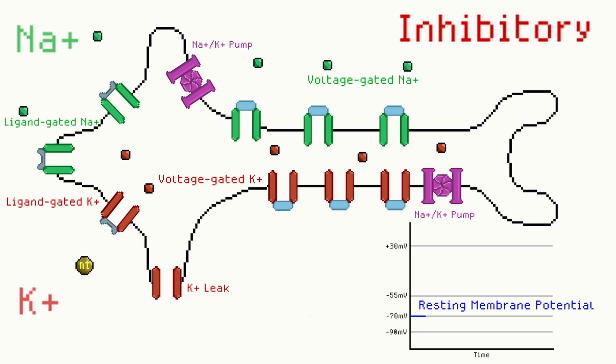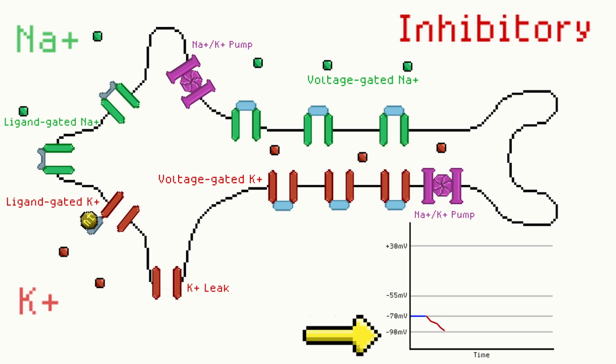GABA binds to ligand-gated potassium channels. As we saw before, potassium wants to diffuse out of the cell. So when potassium channels are open, potassium's leaving the neuron, making it more negative. These drops in voltage are another form of graded potential known as the IPSP, or inhibitory postsynaptic potential. And you can see this on our graph. This drop in charge makes it harder for the neuron to become positive and fire an action potential. It gets it further away from that minus 55 threshold potential.